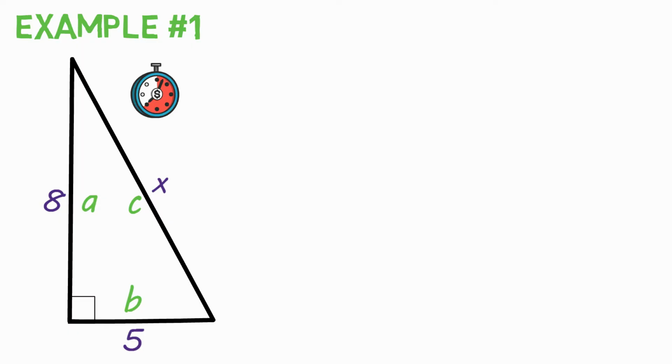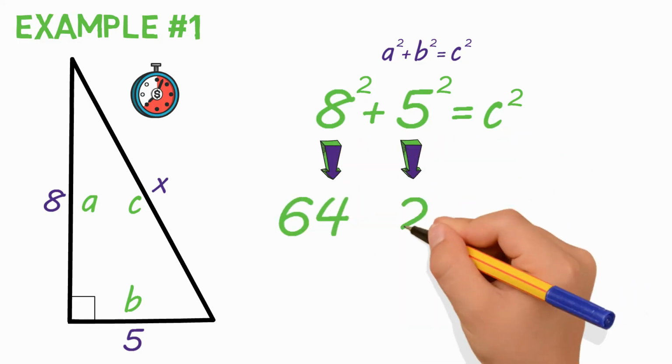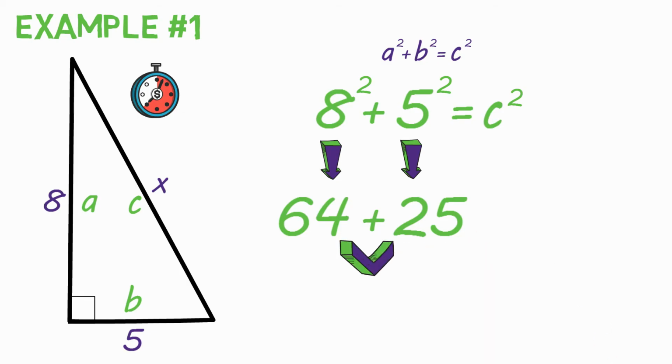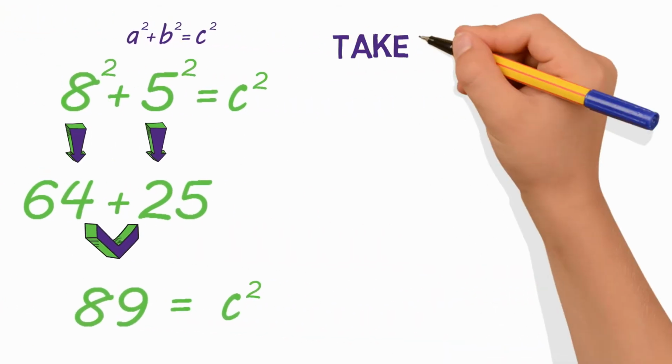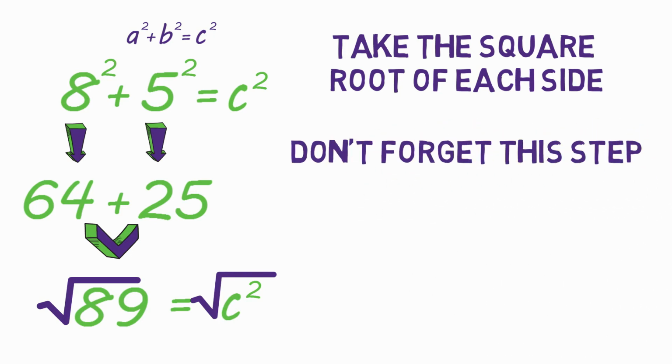So now that we've got our triangle oriented and labeled, we simply plug the sides we know into the Pythagorean equation to get 8 squared plus 5 squared equals c squared. 8 squared equals 64, and 5 squared equals 25. Add these together and we get 89 equals c squared. We're almost done. We just need to take the square root of each side. I've seen a lot of students forget this final step, so make sure you don't forget it. The square root of 89 equals approximately 9.34, so that is the length of C, your hypotenuse.